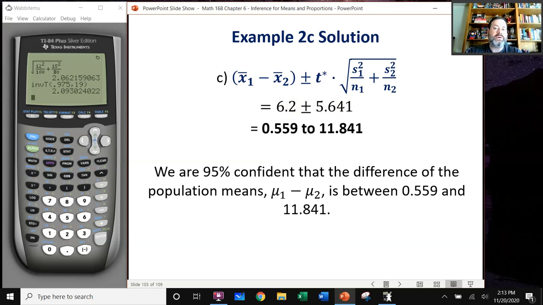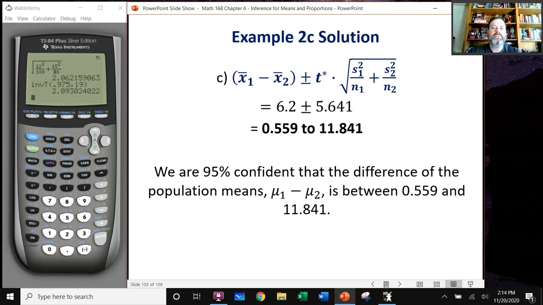And then we have to interpret the results in context. We're not given the full context here, but you still want to state it out loud. You know, we're 95% confident or 95% sure that the difference of the population means is between those two numbers.